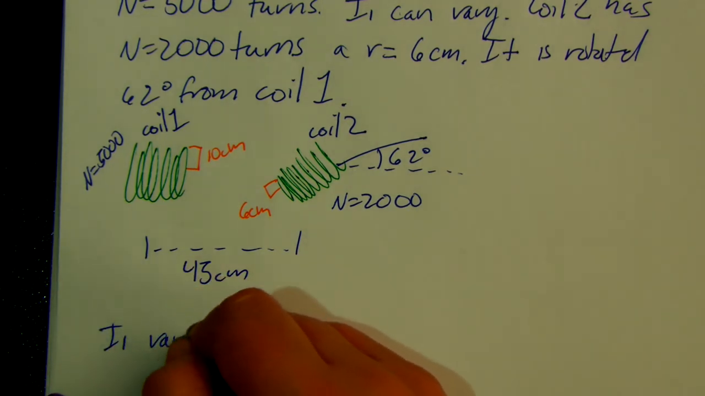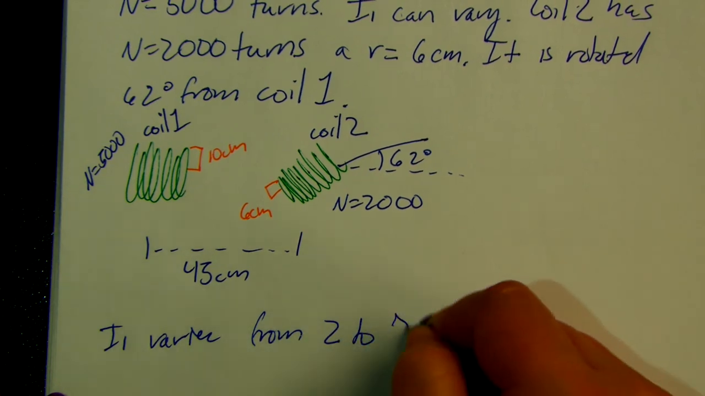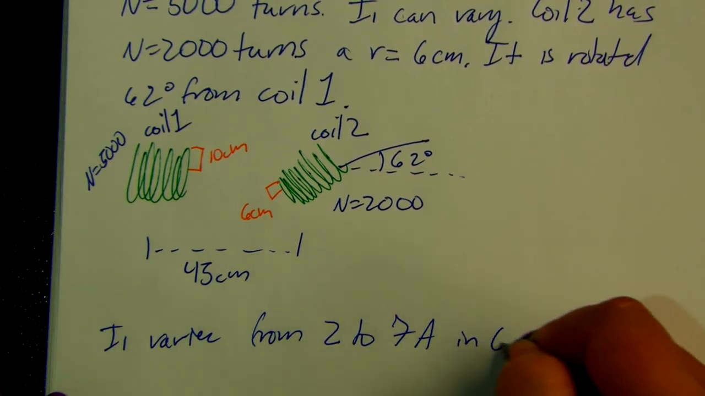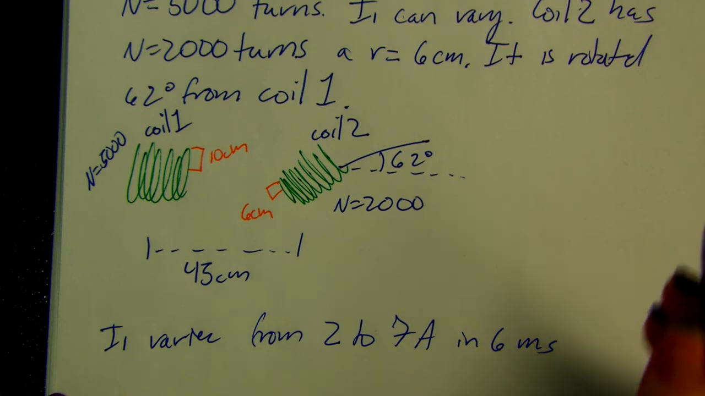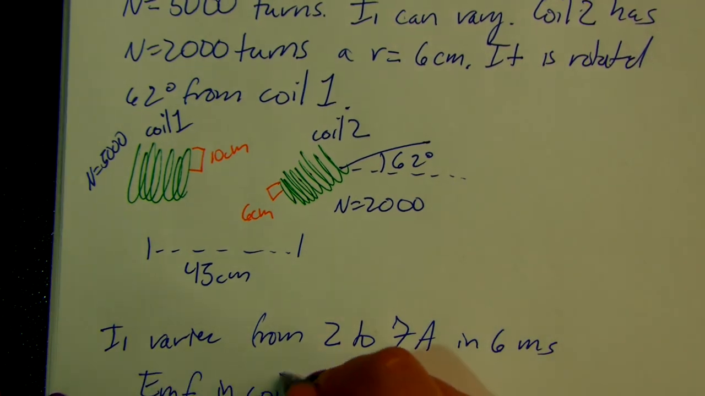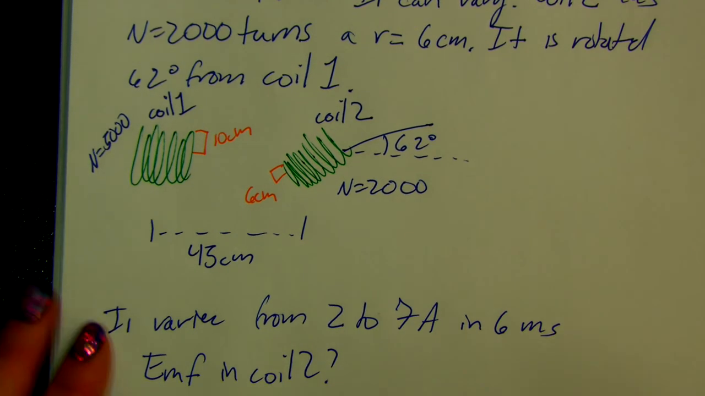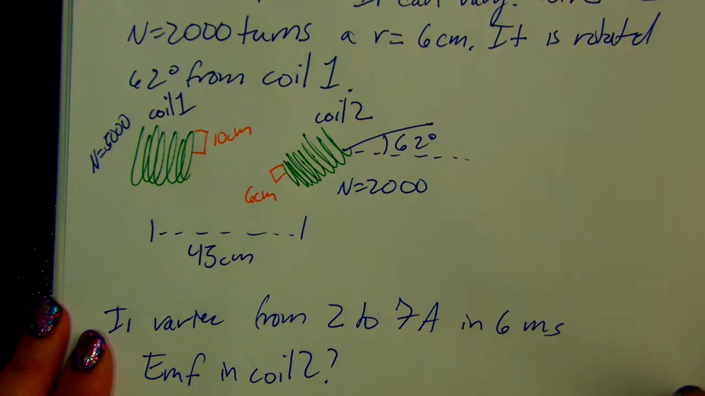Okay, so we have more information. I1 varies from 2 to 7 amps in 6 milliseconds. And we want to look at the induced EMF in coil 2. All right, so we're going to go through this problem step by step.